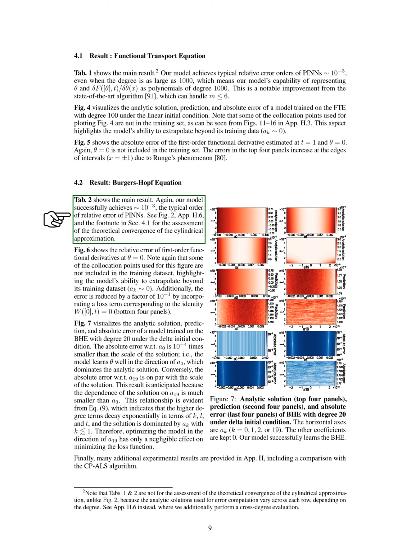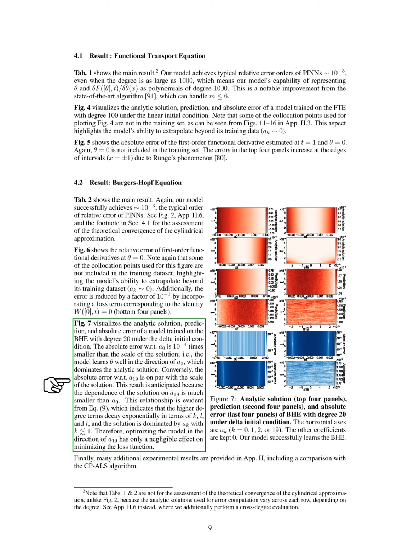Another figure illustrates the analytic solution, our model's predictions, and the absolute error for a model trained on the Burgers-Hopf equation with a degree of 20 under a specific initial condition. The absolute error related to the first coefficient is 1/10,000th of the solution scale, indicating that our model accurately learns the angle in relation to this coefficient, which is the most significant in the analytic solution.